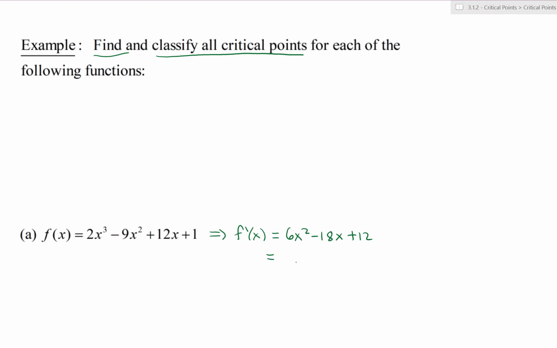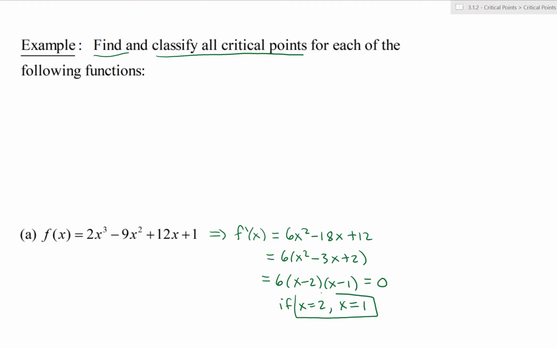And notice that this is the same as 6 times x squared minus 3x plus 2. And furthermore, we can factor this to 6 times (x minus 2) times (x minus 1). Now, we can see that the derivative is never undefined. However, it does equal 0 if x is equal to 2 and x is equal to 1.